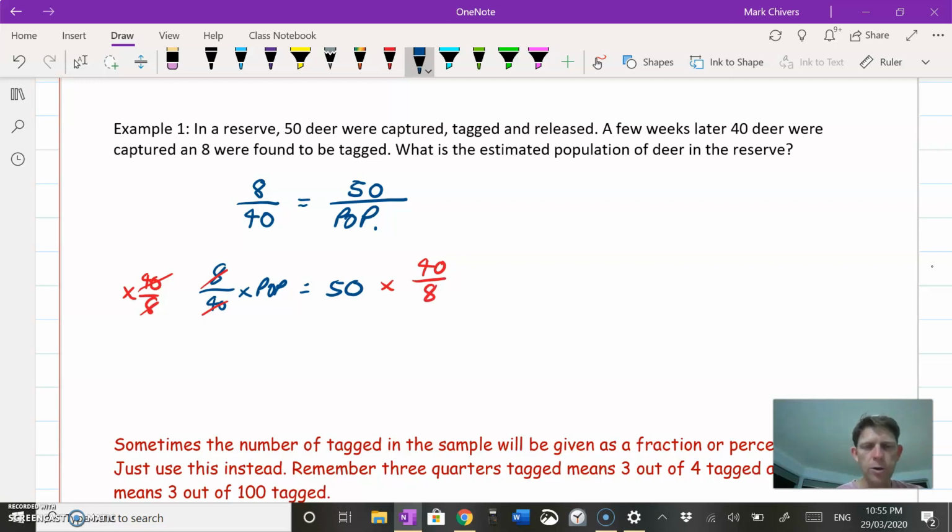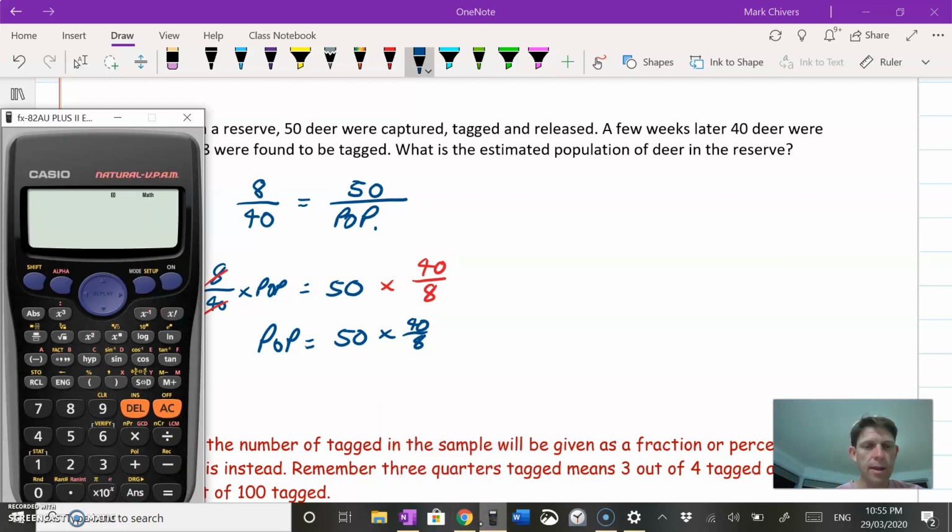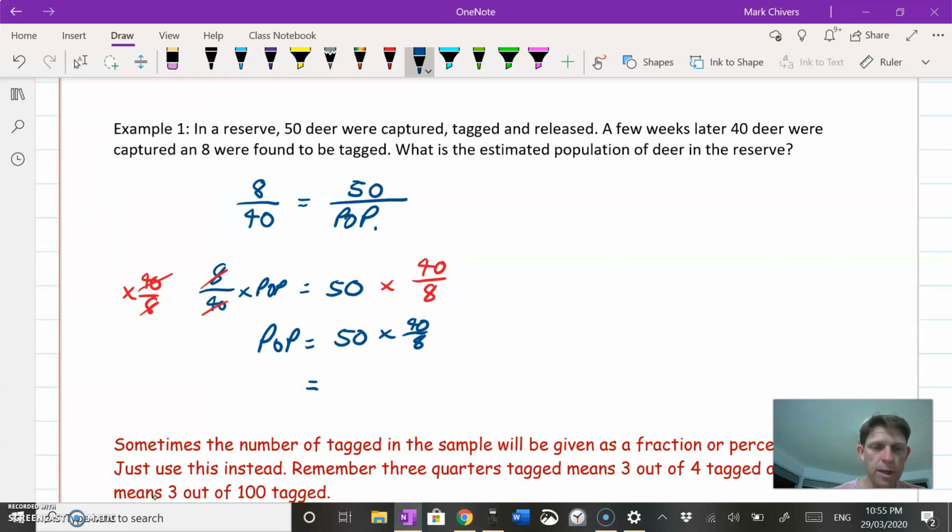Now you might see that it always works out the same sort of way, so you can probably just make yourself your own shortcut there. But our population is just going to equal 50 times by 40 on 8. Or we could have also just worked out that 40 on 8 is 5, but yeah, it doesn't really matter there. So 50 times by 40 over 8 equals 250. So we assume there must be 250 deer based on our tagging.